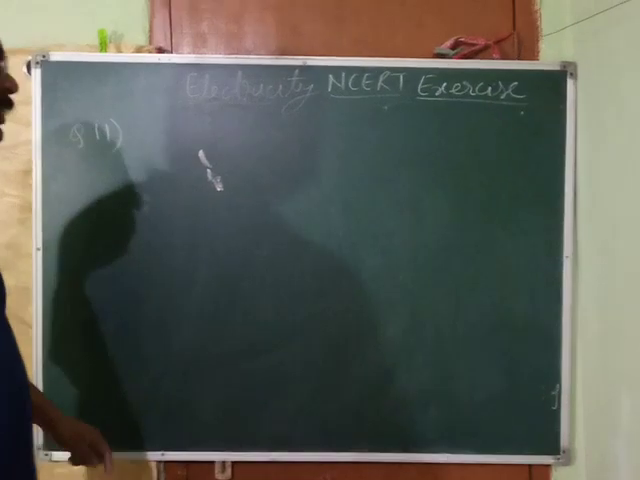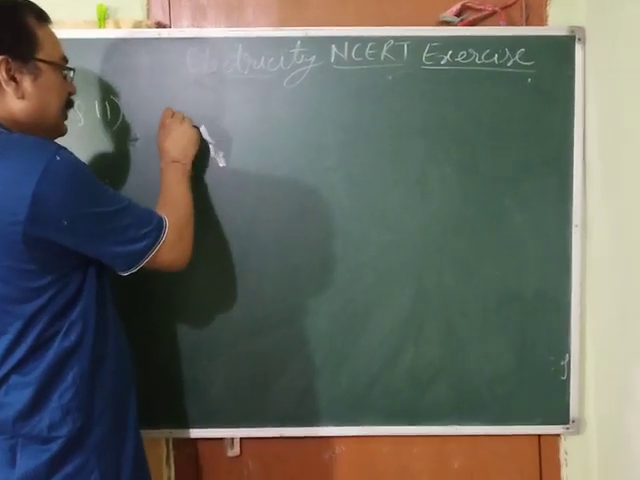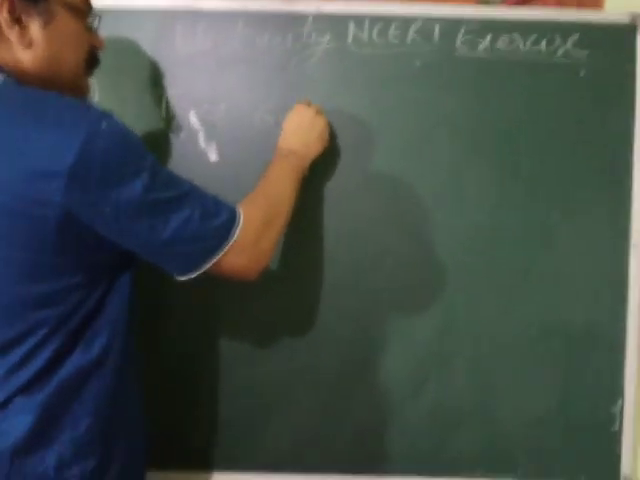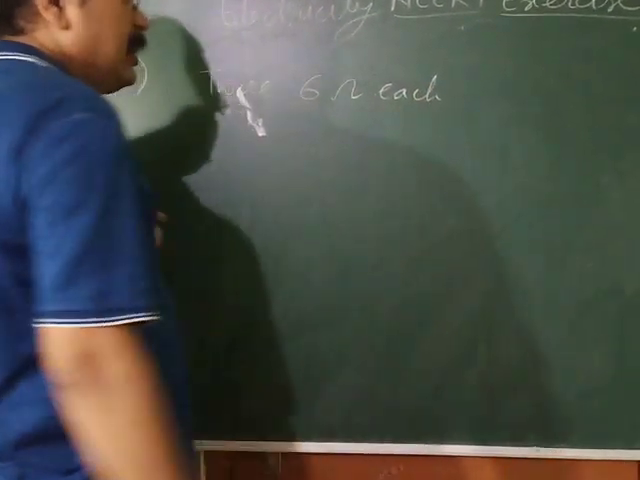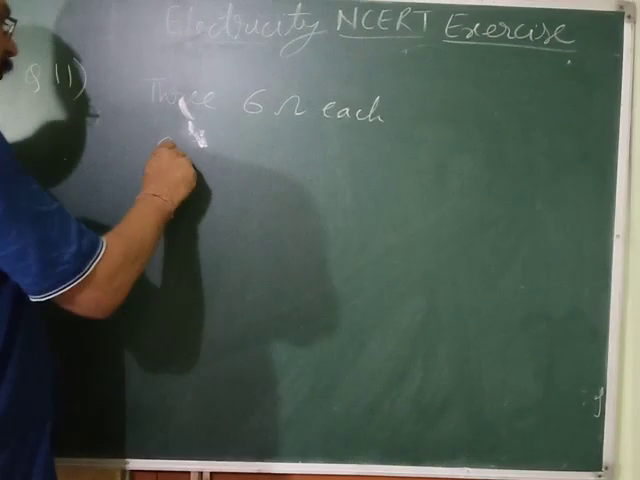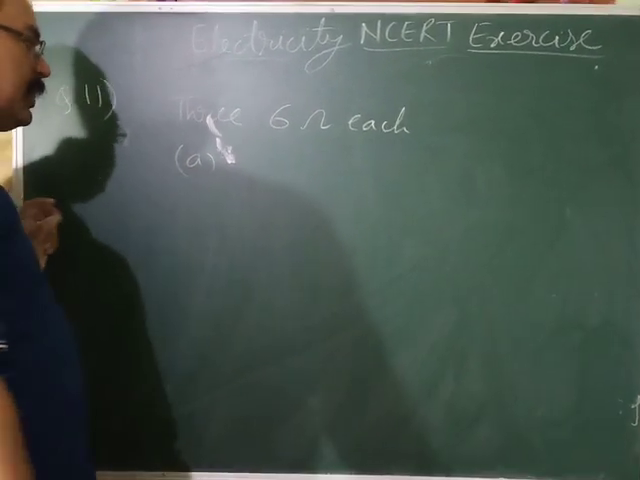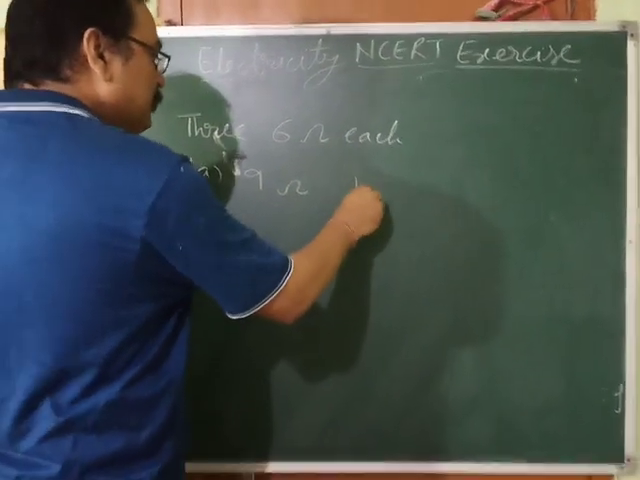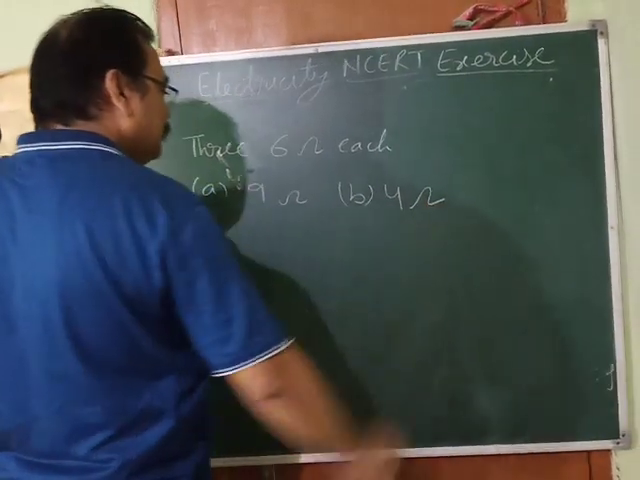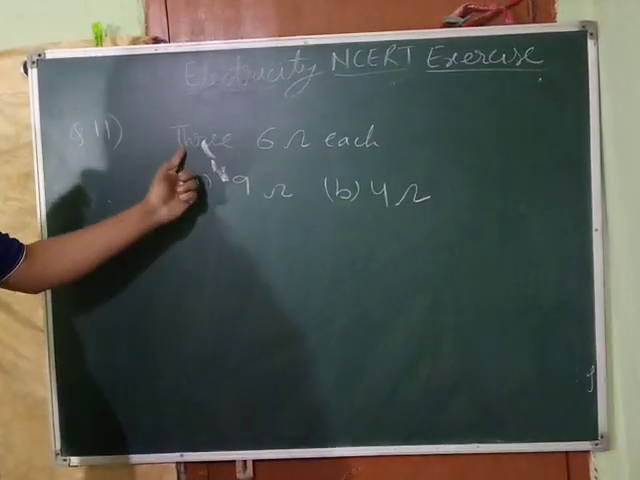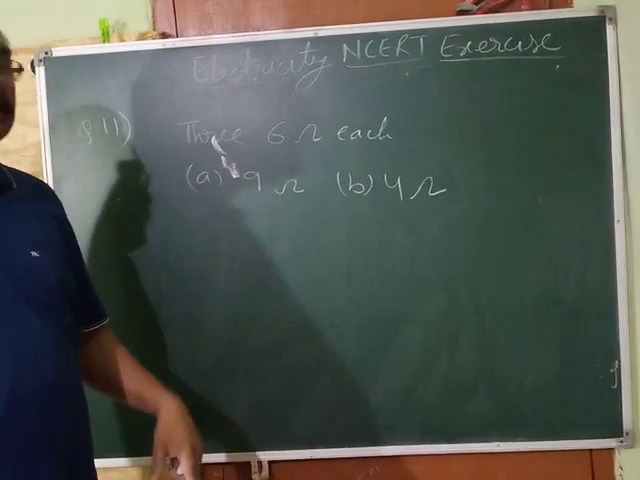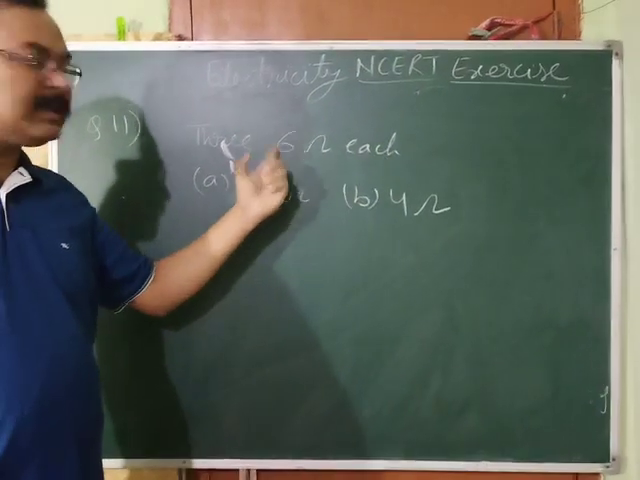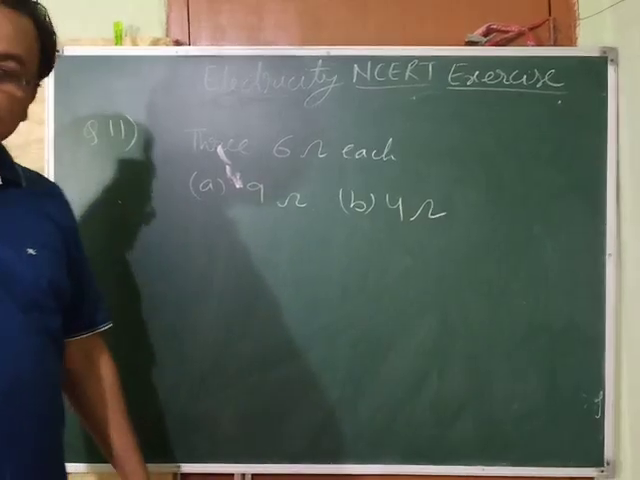What is question number 11 saying? You have 3 resistances, 6 ohm each, and you have to connect them such that in one case you get 9 ohm, and in another case you get 4 ohm. You have to connect these three 6 ohm resistors such that you get 9 ohm. In part B, you have to connect these three so that you get a 4 ohm resistor.